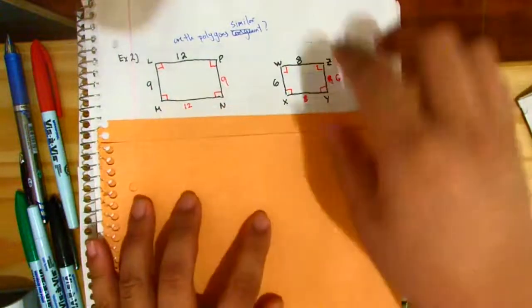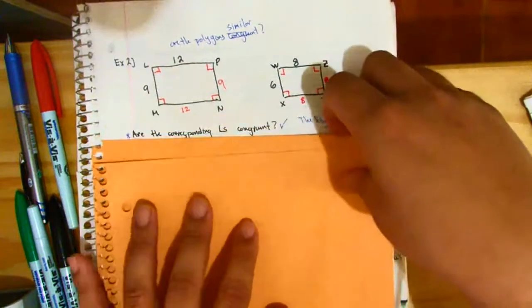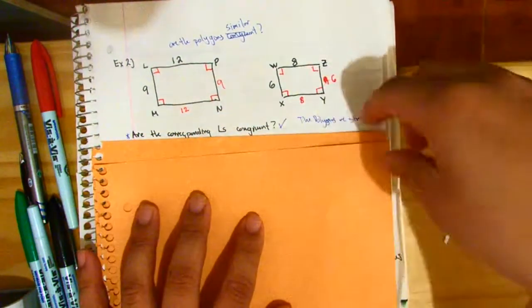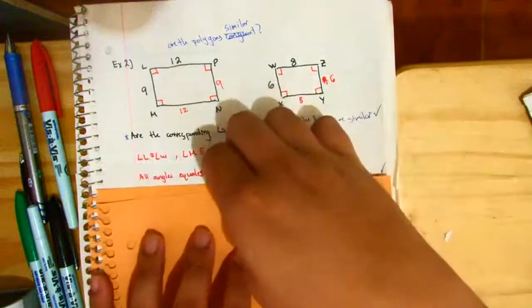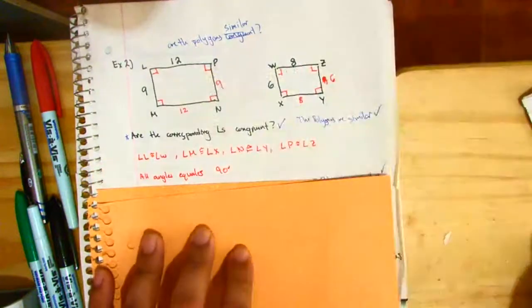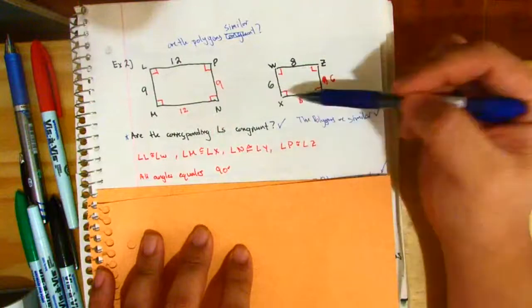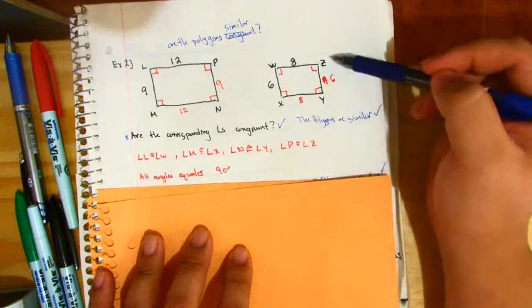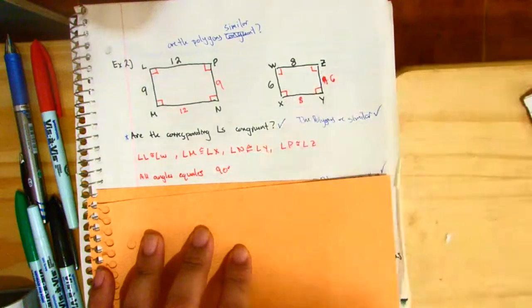Once again, we have to determine, are the polygons similar? So here, once again, there's two things we need to confirm. Are the corresponding angles congruent? We can already look at both of the polygons and determine that. Angle L is congruent to angle W, angle M is congruent to angle X, angle N is congruent to angle Y, and angle P is congruent to angle Z, because all the angles equal 90 degrees.